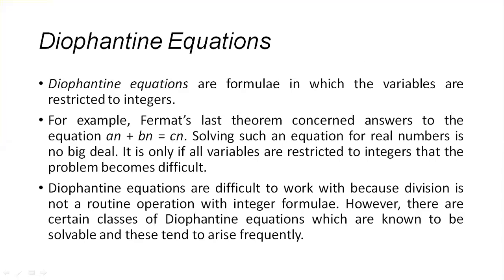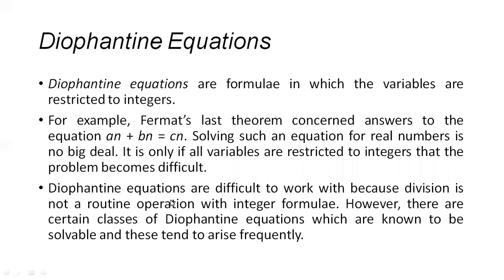Okay, so again with the example, we'll discuss this Diophantine equation. Diophantine equations are formulae in which the variables are restricted to integers. For example, Fermat's last theorem concerned, as we have seen, the equation a^n + b^n = c^n. Solving this kind of equation for real numbers is not a big deal, because if you know the values, we can easily calculate it. But it is only if all the variables are restricted to integers that the problem becomes difficult.